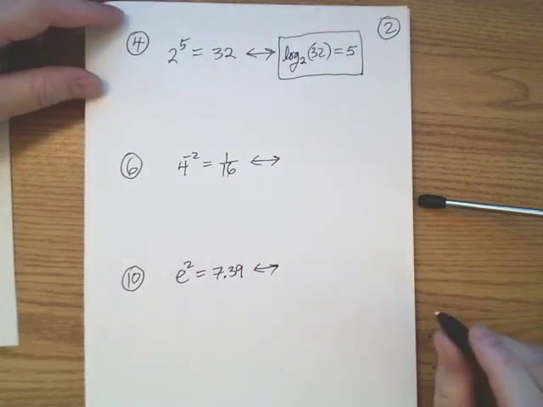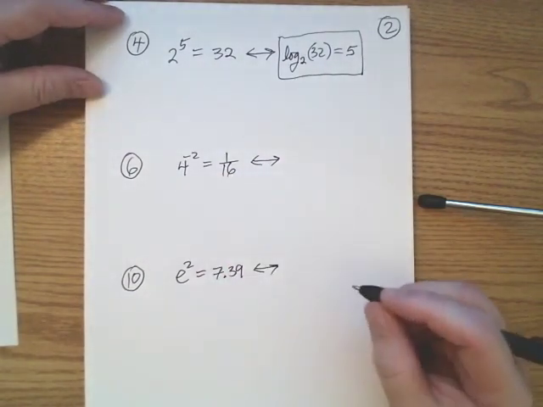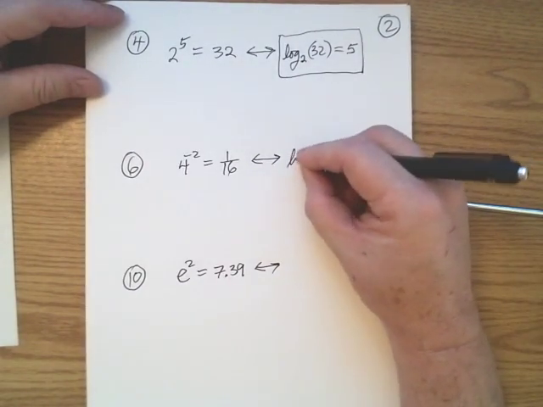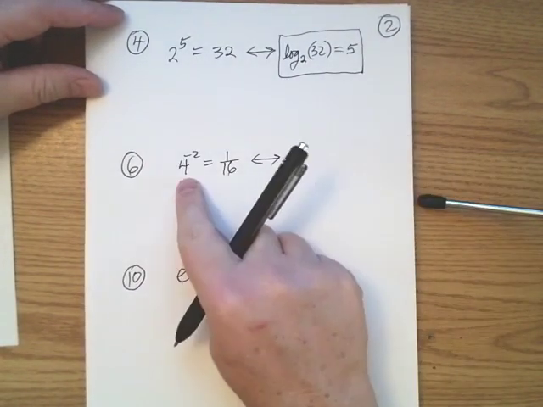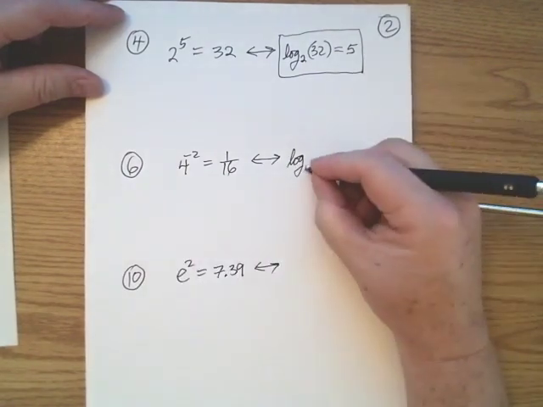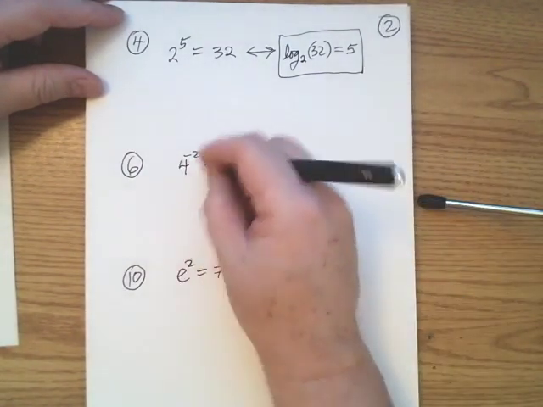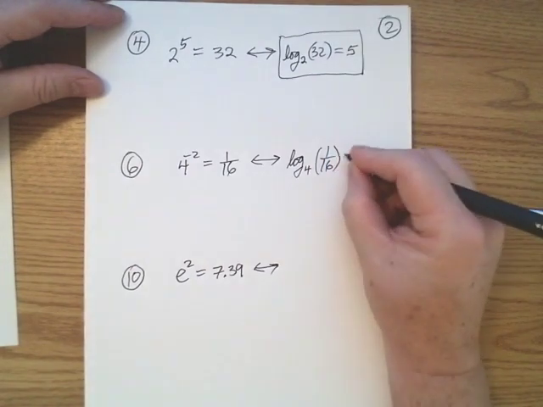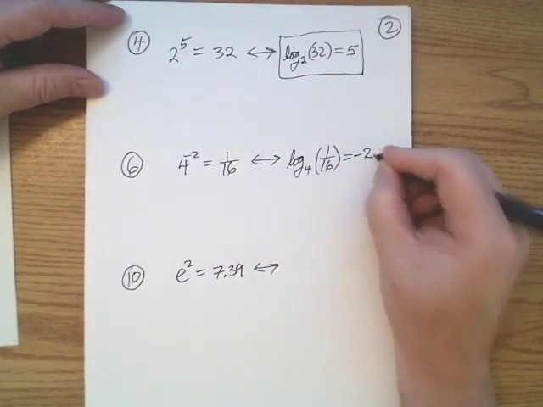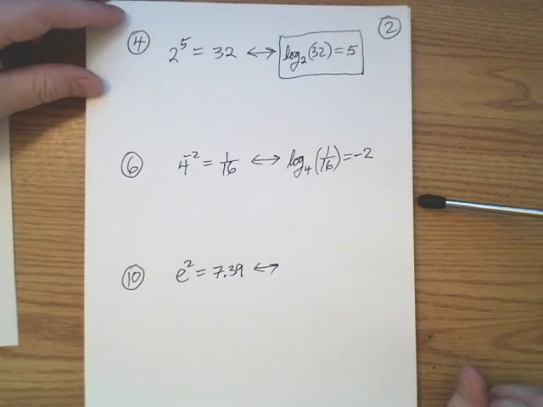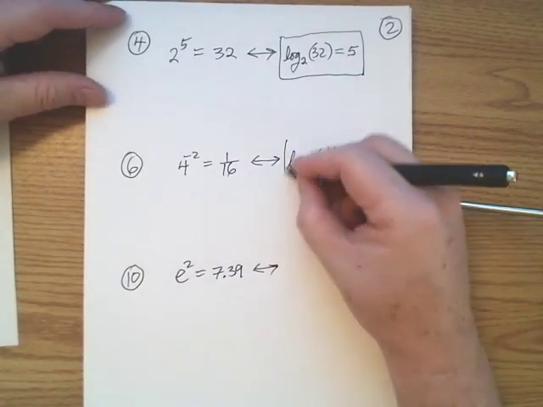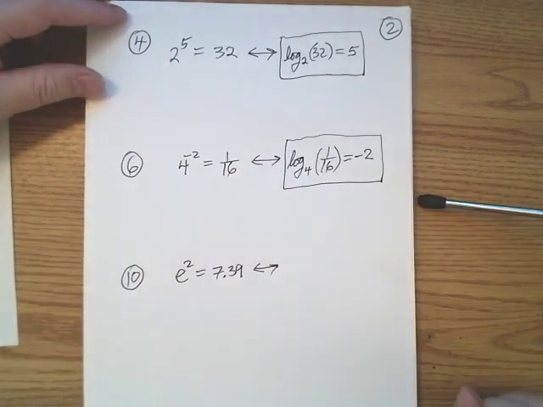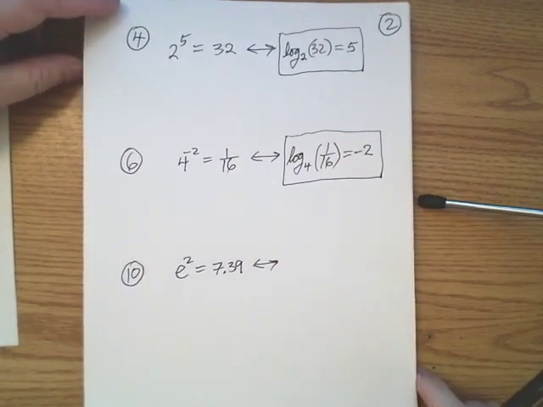All right, how about this one? You can take a second here and do it yourself. Logarithm base what? What's the base over here? 4. What's the value of the exponential? 1/16. What's the exponent? -2. Alrighty. Logarithm base 4 of 1/16 is -2.